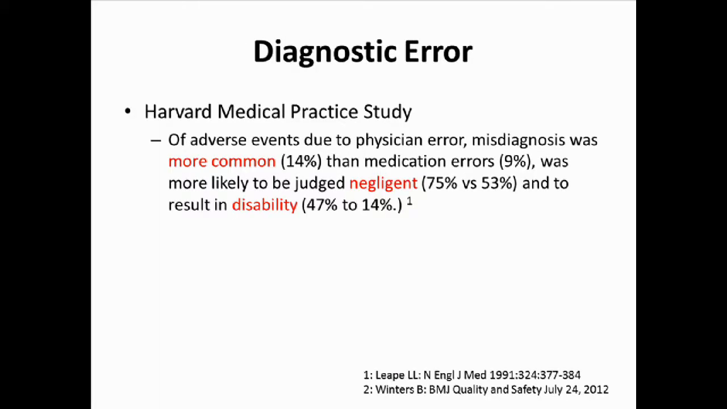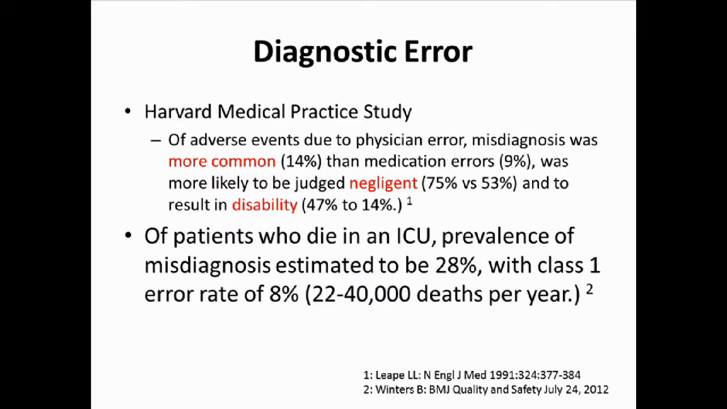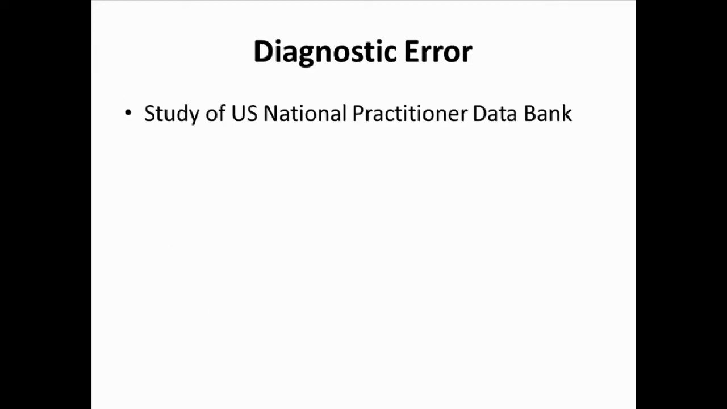So from a Harvard Medical Practice study, of the adverse events due to physician error, misdiagnosis was more common. The medication errors, and we usually focus on medication errors, was more likely to be judged as negligent and to result in disability. So we harm people more and we're more negligent. And of the patients who die in an ICU, the prevalence of misdiagnosis is estimated to be about 28%, with a class 1 error, meaning very bad, can lead to death, of about 8%. So those numbers are a little sobering.